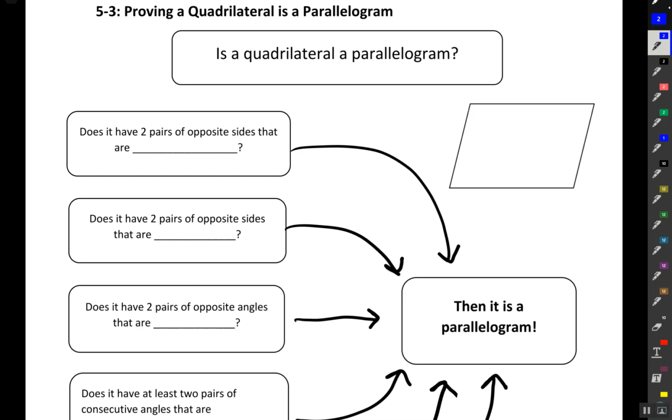Welcome to a video on section 5.3, which is looking at proving that a quadrilateral is a parallelogram. So how do we know if we have a quadrilateral if it is a parallelogram? Well, first of all, over here, this is not on your notes, but it's just an example of a shape that looks like a parallelogram. It's got four sides, so it's definitely a quadrilateral. So we're going to go over the different ways that we can be 100% sure that it is a parallelogram.